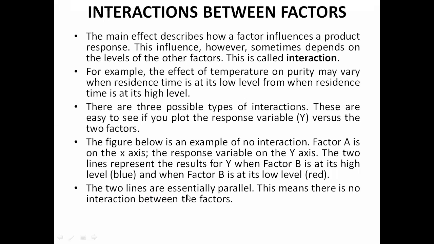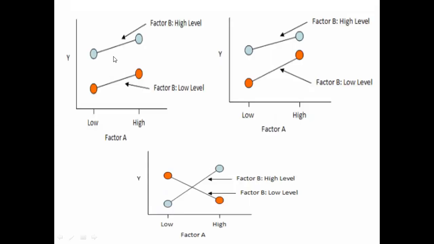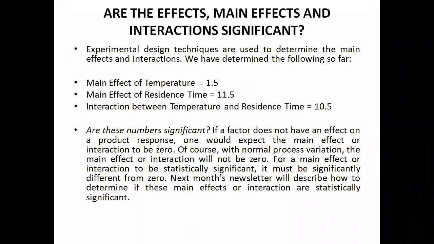So the two lines are essentially parallel. This means there is no interaction between the factors, right? So here we cannot see interaction. Here in this condition there is some interaction. Here, total interaction, right? High level, low level. So you can see in this image how the factors are interacting with each other. We can take this into consideration and design our experimental design.